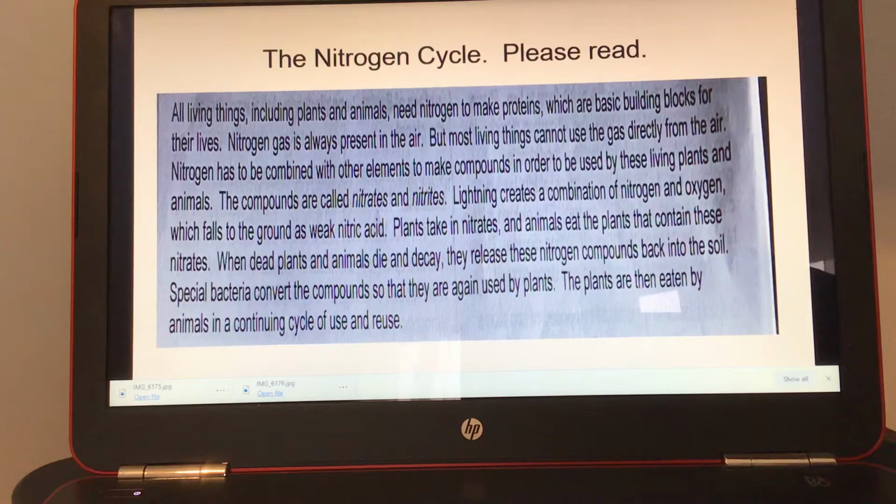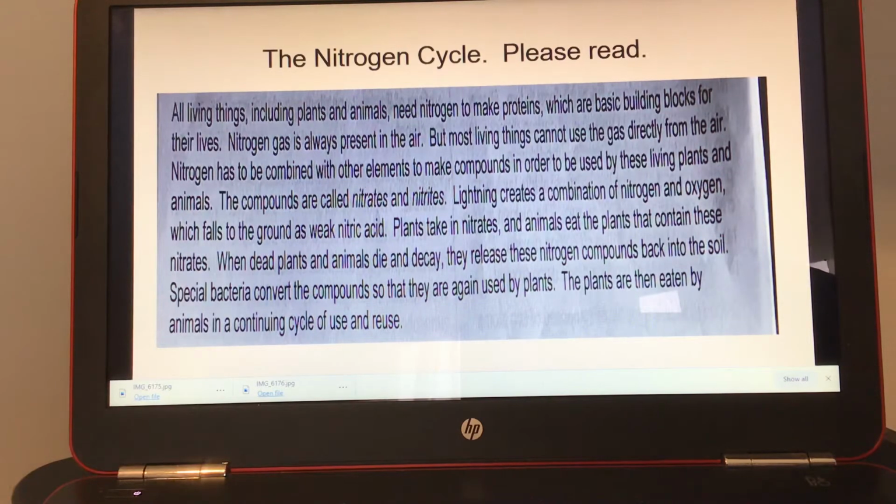Lightning creates a combination of nitrogen and oxygen, which falls to the ground as weak nitric acid. Plants take in nitrates, and animals eat the plants that contain these nitrates. When plants and animals die and decay, they release these nitrogen compounds back into the soil.